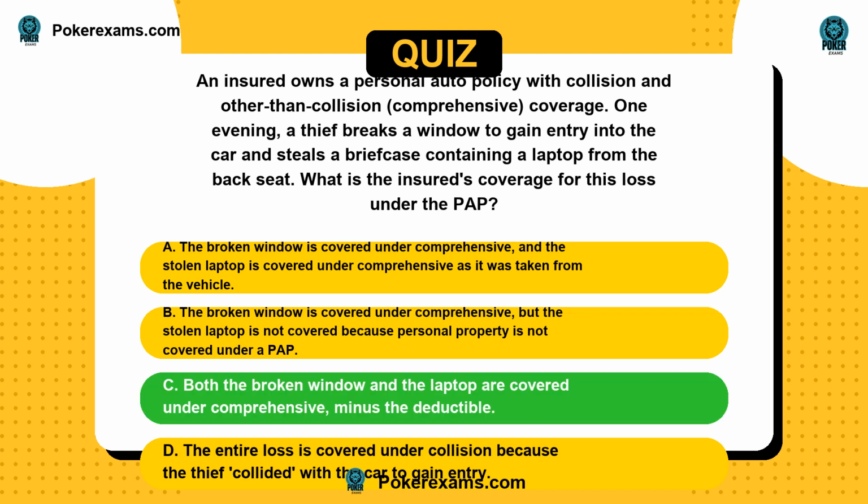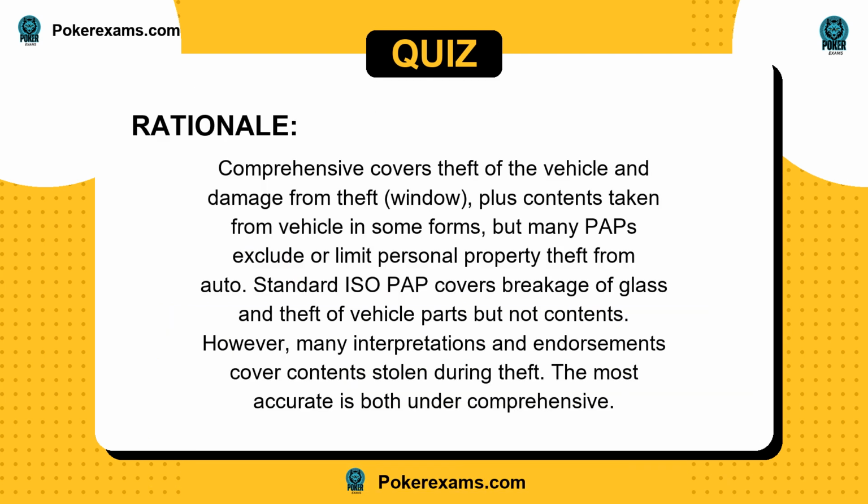The answer is C. Comprehensive covers theft of the vehicle and damage from theft, window, plus contents taken from the vehicle in some forms, but many PAPs exclude or limit personal property theft from auto. Standard ISO PAP covers breakage of glass and theft of vehicle parts, but not contents. However, many interpretations and endorsements cover contents stolen during theft. The most accurate is both under comprehensive.